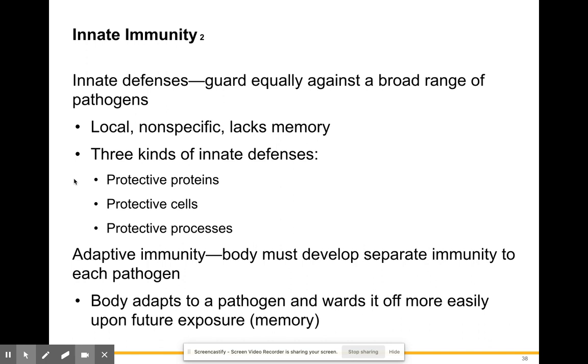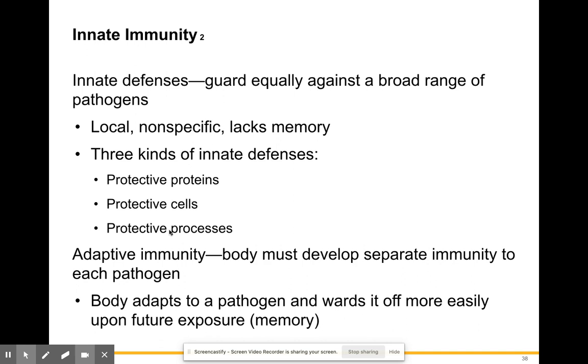Okay. So there are three ways that your innate immune system works. Number one, it uses proteins. It could use specific cells to actually do the defense against the pathogen. Or there are processes that it could cause your body to take to defend you against pathogens. Okay. The opposite of that would be your adaptive immune system, where your body develops a separate immunity to each specific pathogen, right? So it is specific.